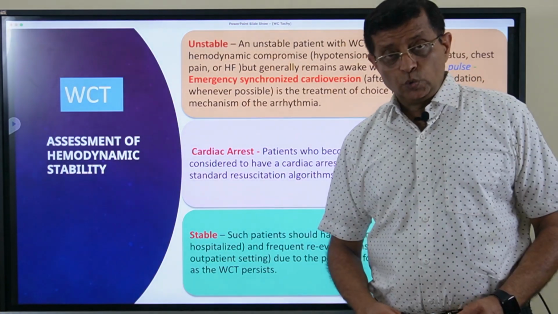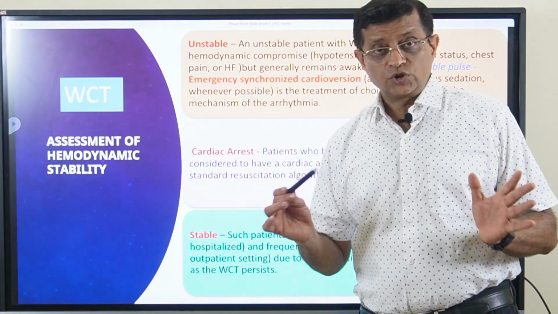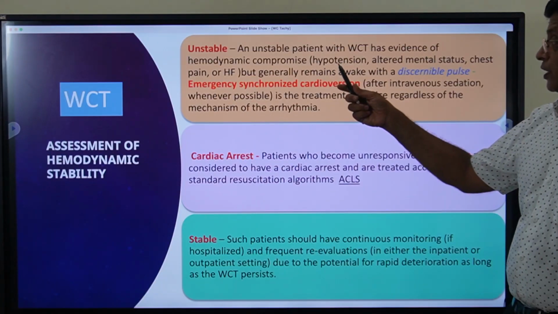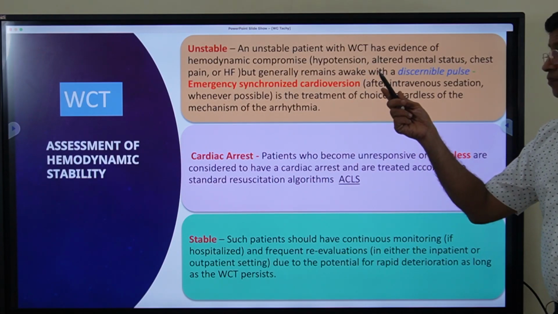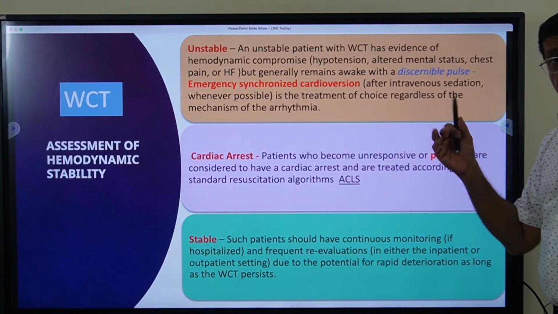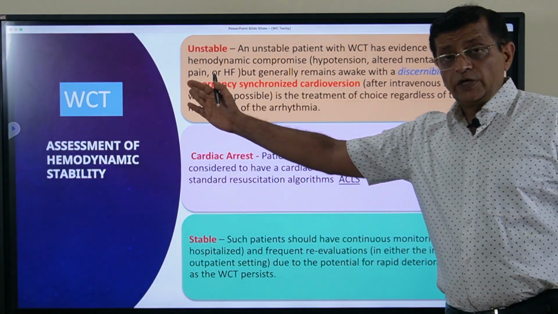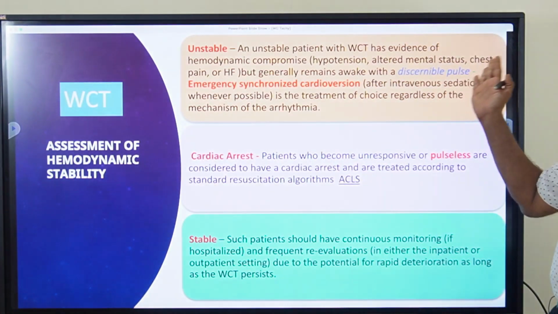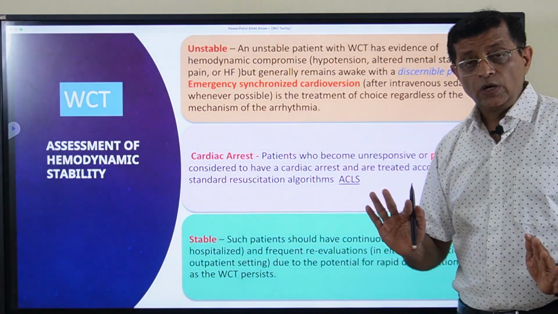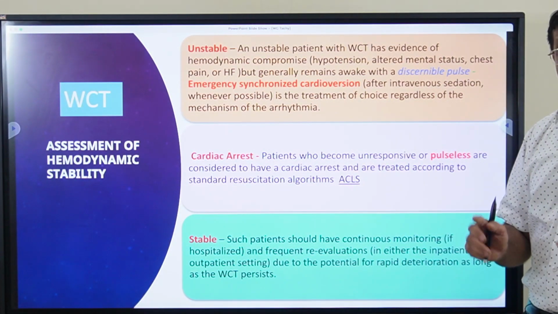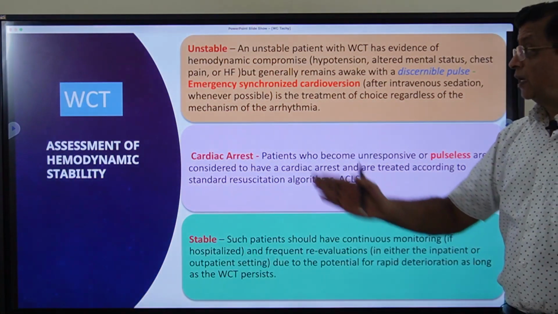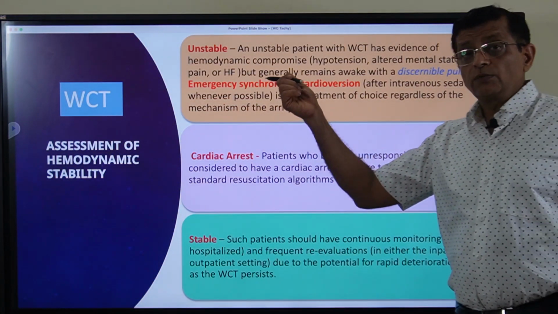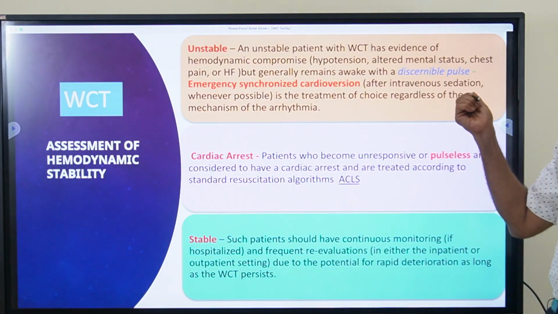So the first thing that you do is to assess for hemodynamic instability. The patient could come in one of three classes. Either the patient is unstable with hemodynamic compromise: the patient could have hypotension or altered mental status, could be obtunded or drowsy, and may complain of chest pain or may have rate related heart failure. But generally remains awake and has a discernible pulse. The patient is hypotensive, slightly drowsy, but has a pulse. So that means the patient is not in cardiac arrest but has hemodynamic instability. Such a patient requires emergency cardioversion after giving sedation.